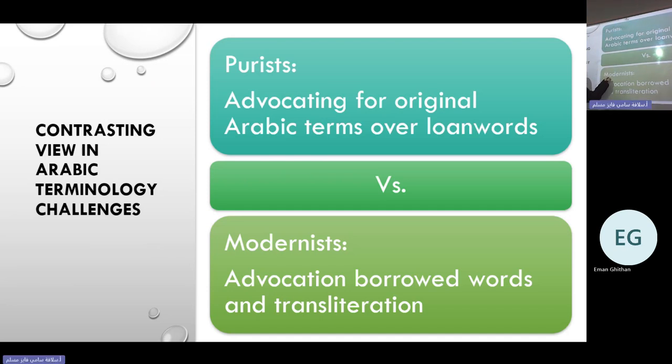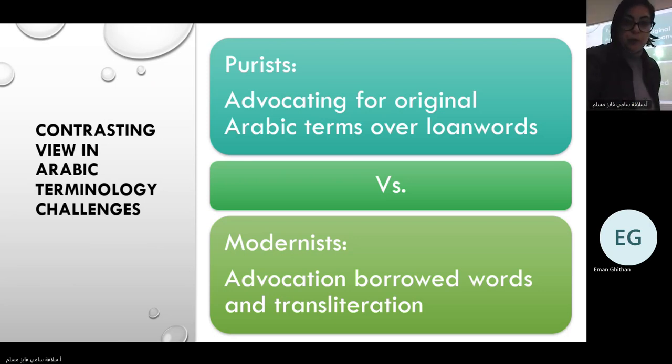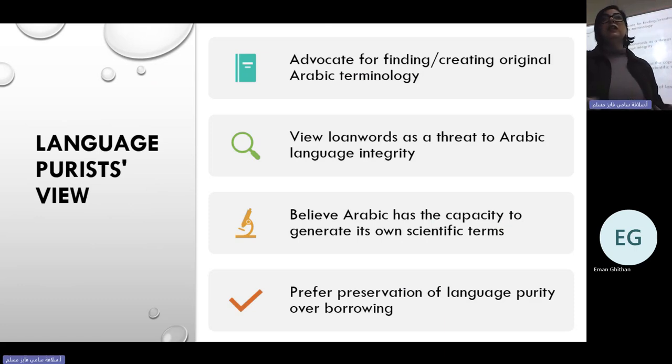However, the other side, the modernists, they say that we don't care about using Arabic words. We prefer borrowed words since they are already there. And transliteration. Why do we need to debate finding an Arabic alternative while we can use borrowed words or transliteration? Like, as we said, telephone, television, mobile. And it's mostly, mainly used a lot.